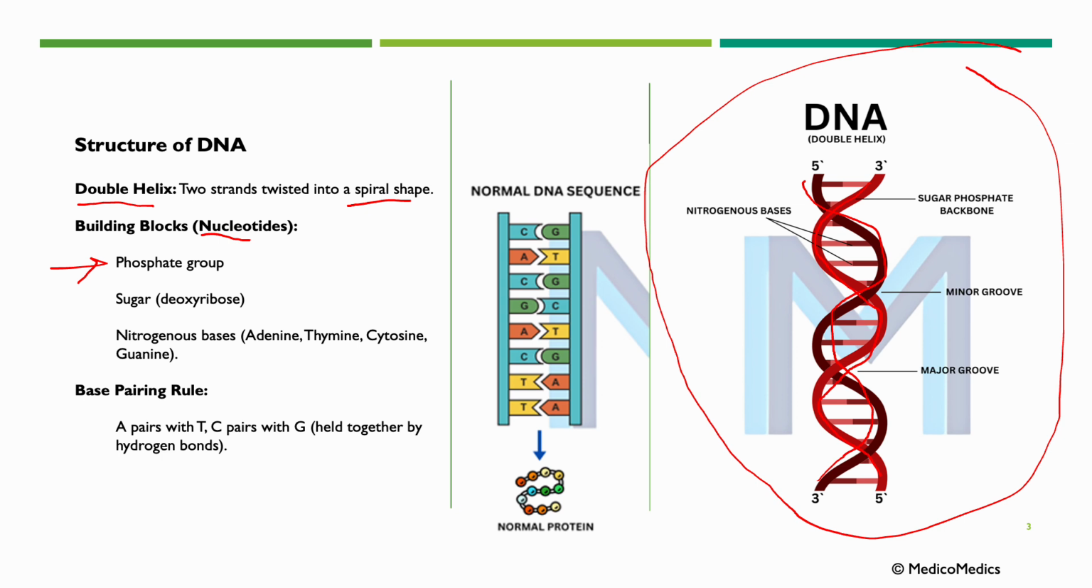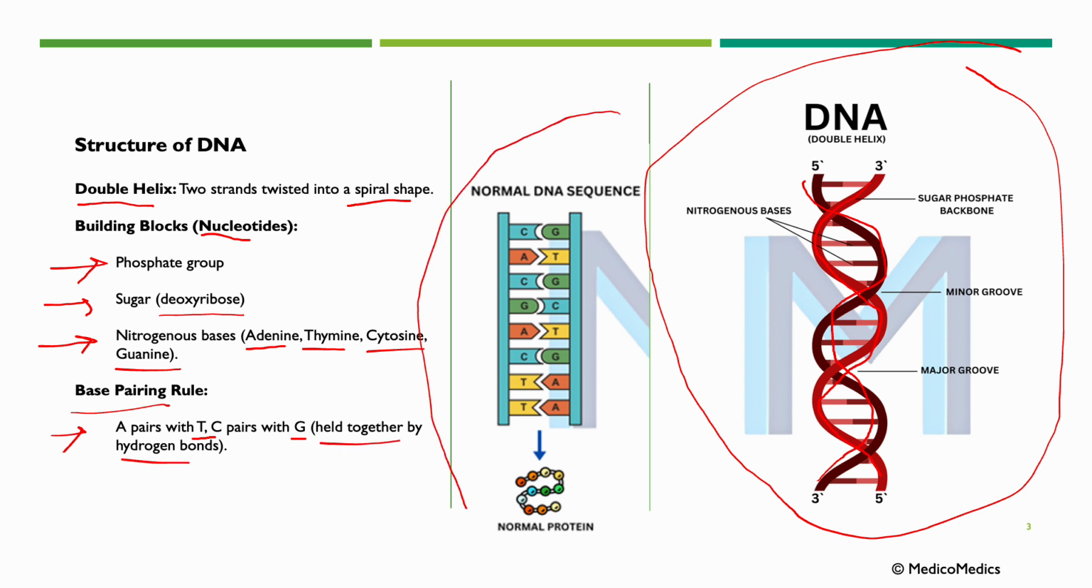These have a phosphate group. They are made of sugar or deoxyribose, and nitrogenous bases: adenine, thymine, cytosine, and guanine. We have a base pairing rule when we talk about the structure of DNA. So A pairs with T, meaning adenine pairs with thymine. Cytosine pairs with guanine, and they are held together by hydrogen bonds.